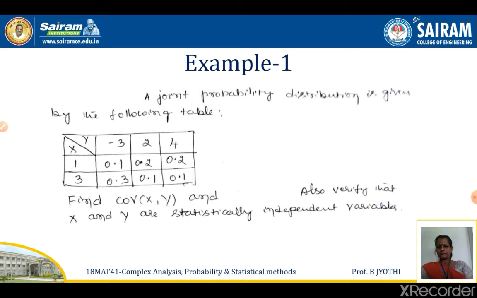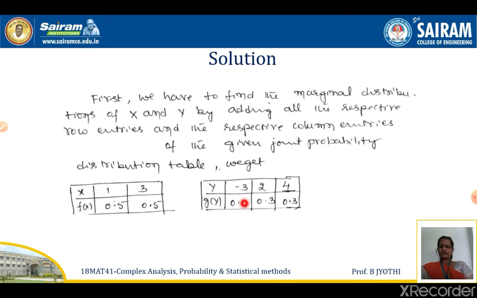Let us look back. For minus 3, when we add this column total, it will be 0.4. When we add the column total of 2, it will be 0.3. And when we add the column total of 4, it will be 0.3. So we are getting 0.4, 0.3 and 0.3 respectively for minus 3, 2, 4. This is how we find the marginal distributions of x and y, by adding the respective row entries and column entries.